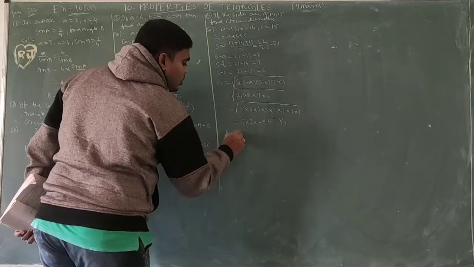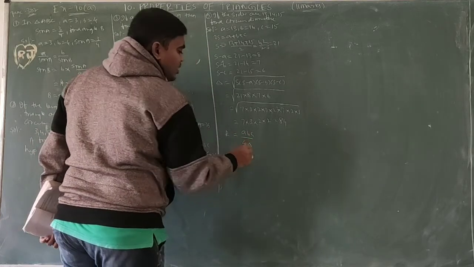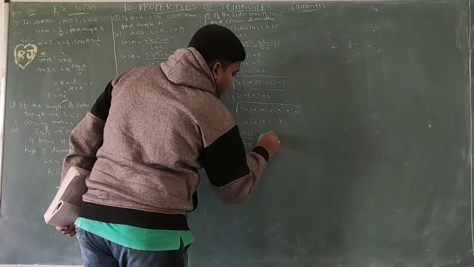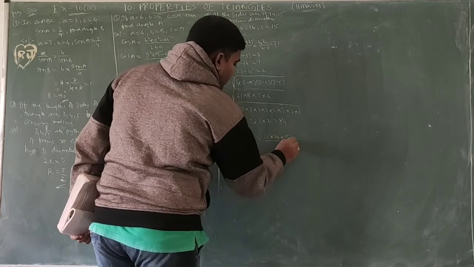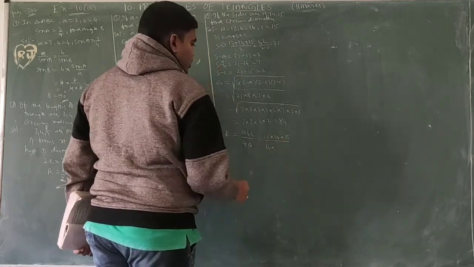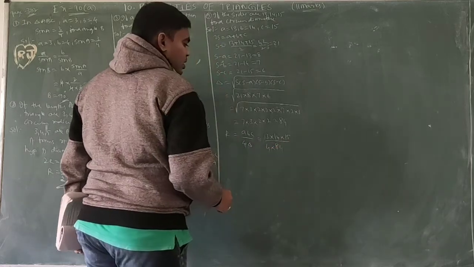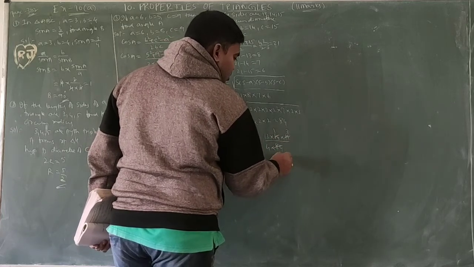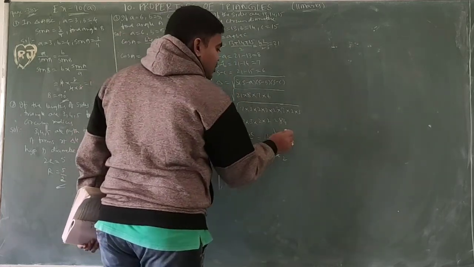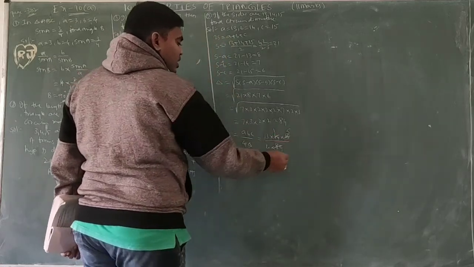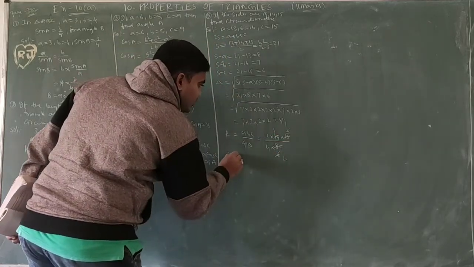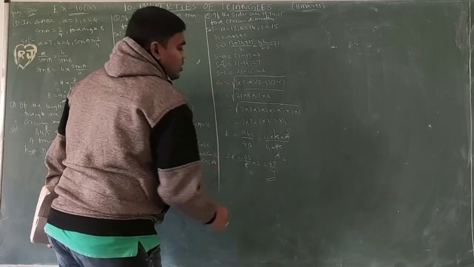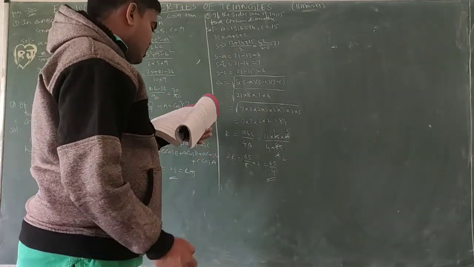So R equal to abc by 4 delta. Formula: R equal to abc by 4 delta. So abc is 13, 14, 15, by 4 into delta 84. Now simplifying, 14 into 15 and 4 into 84. So 2R we need: 65 by 8 into 2. So 65 by 4. This is the circumdiameter. Okay. Next.